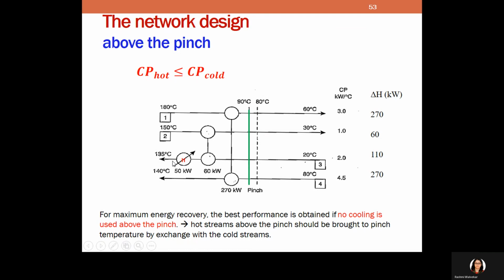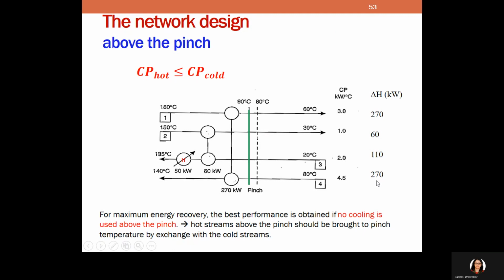For the cold stream, remember you have to take the difference between 135 and 80, because 80 is the cold pinch temperature, and multiply by the CP values. Similarly, 140 minus 80, multiplied by 4.5, gives you 270.